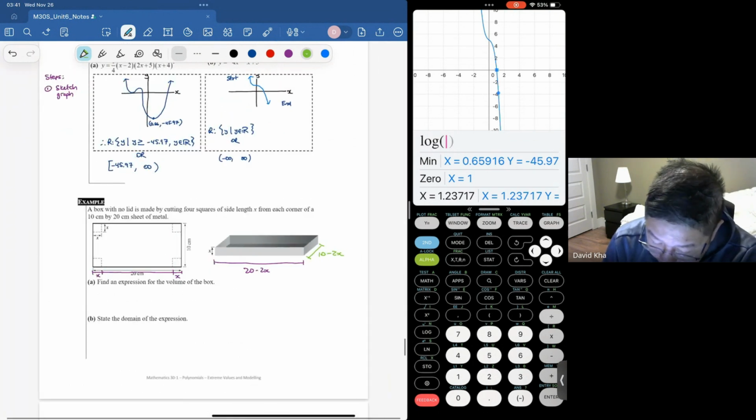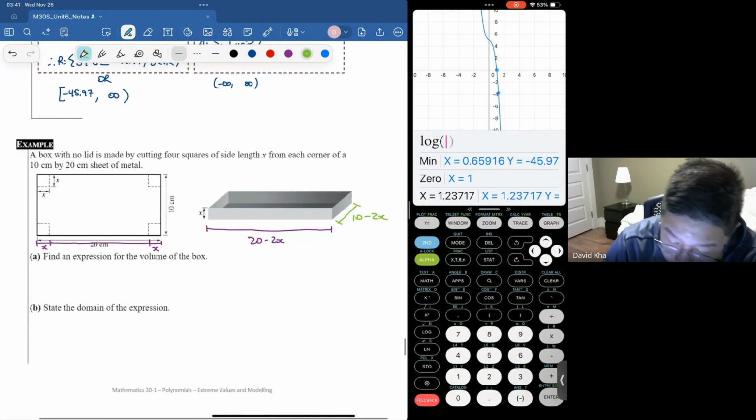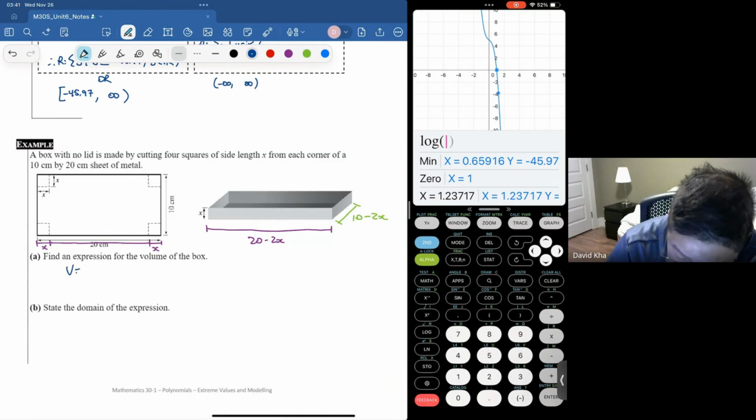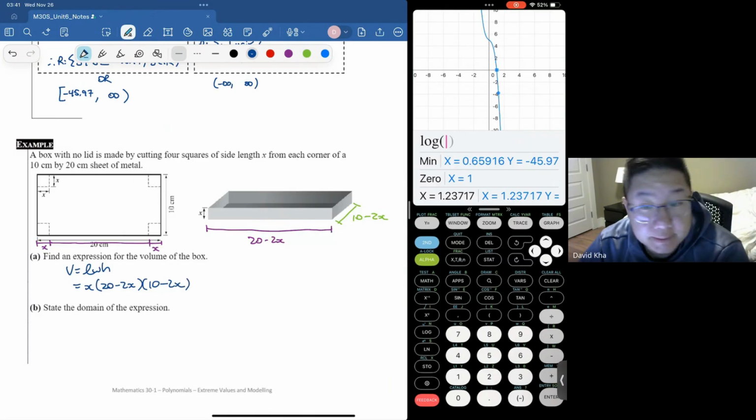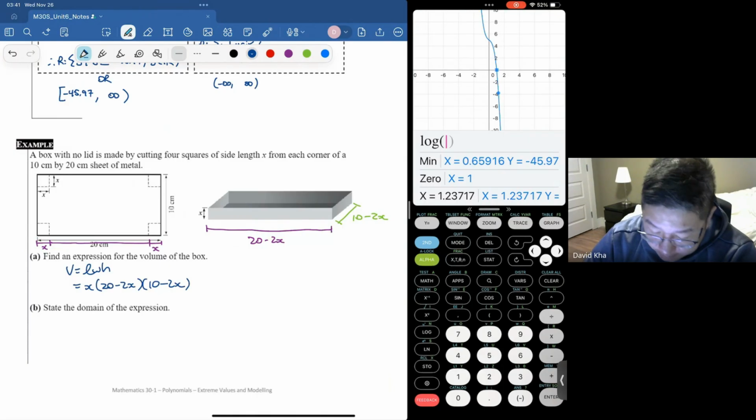Okay, so let's find an expression for the volume of the box. So the volume would be the length times the width times the height. The length here is x. The width is 20 minus 2x, and the height 10 minus 2x. So I think that would do it. Hopefully that makes sense.